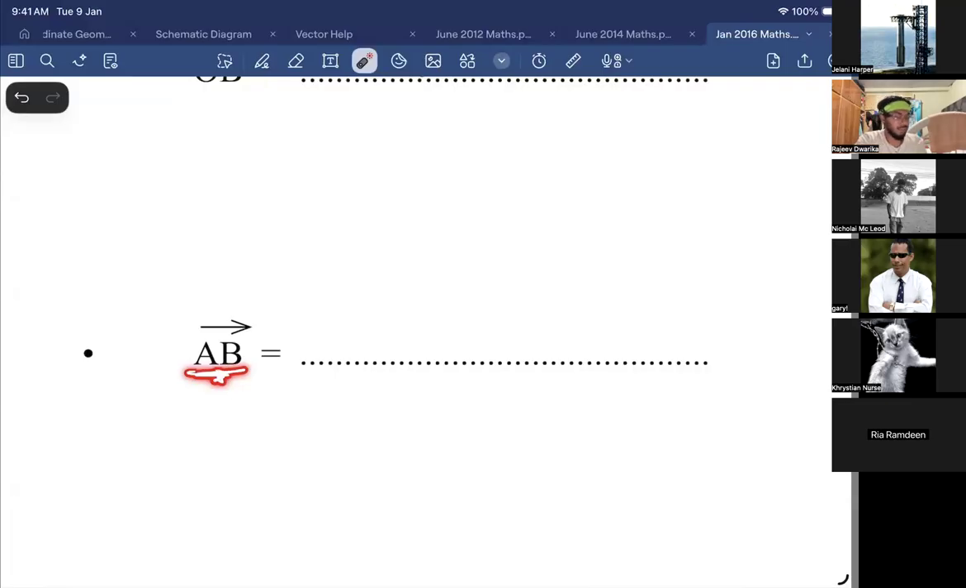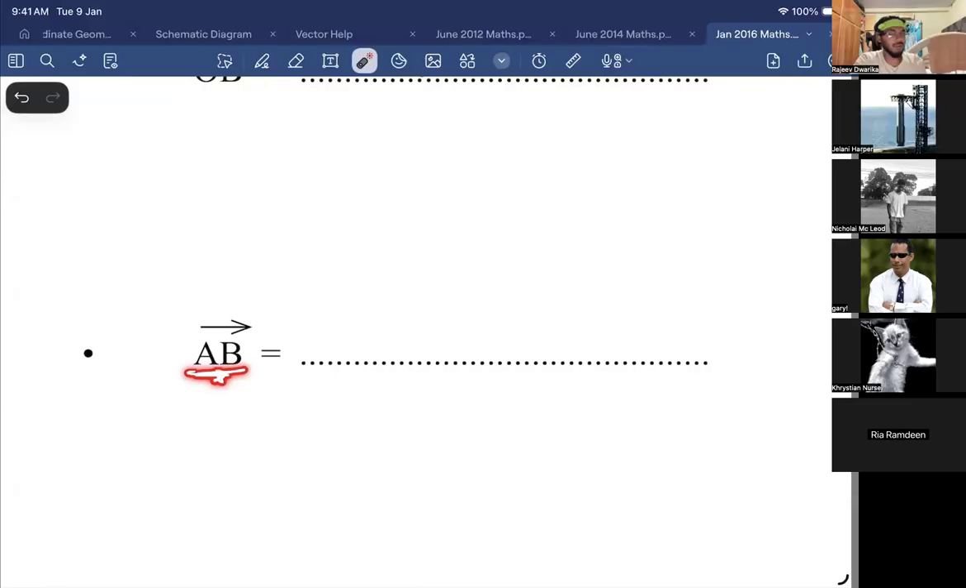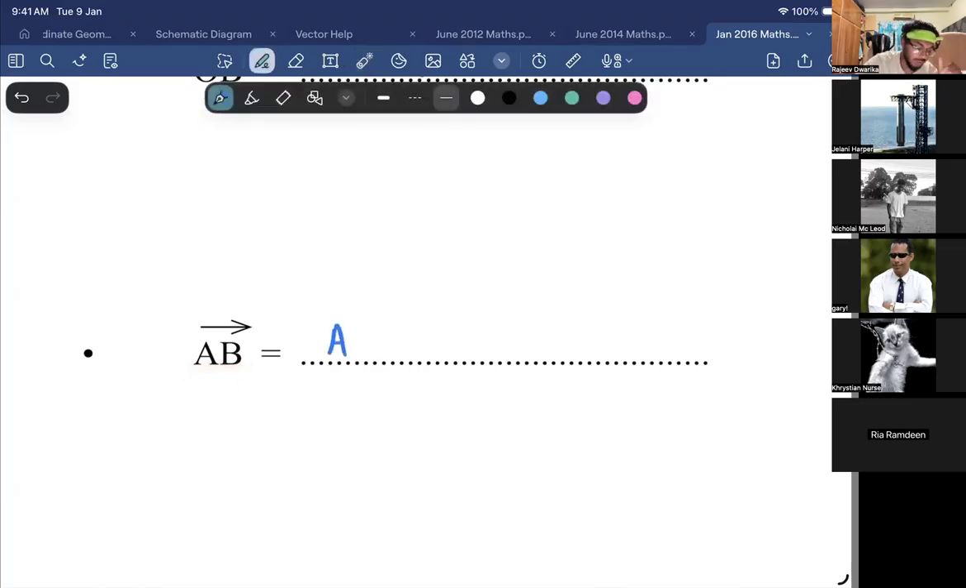But Christian, when you read that, would you say starting from B, then going to A? How would you read that? Starting from A, then going to B, sir. That's why I'm saying A to B. You're starting from A, and you end up at B.